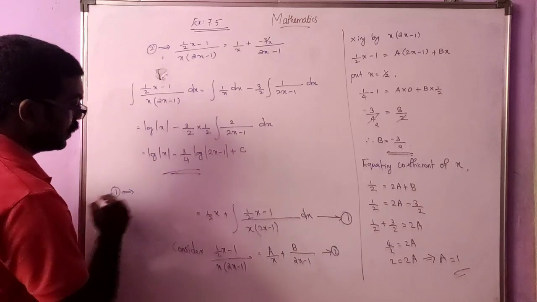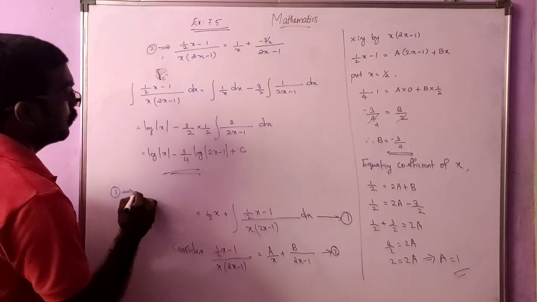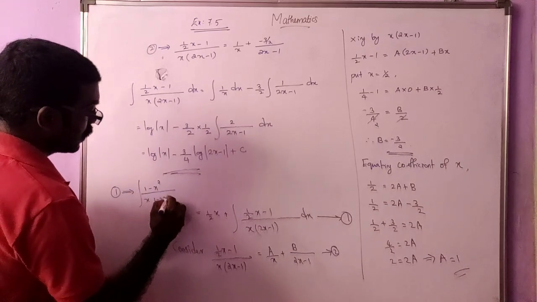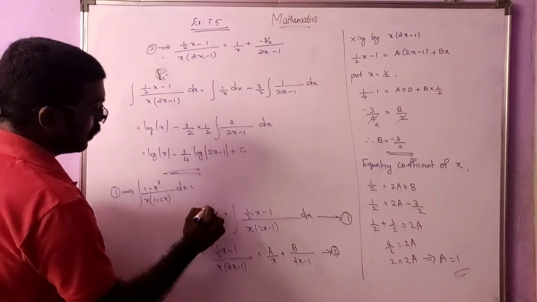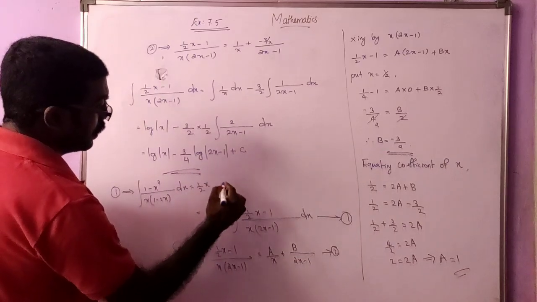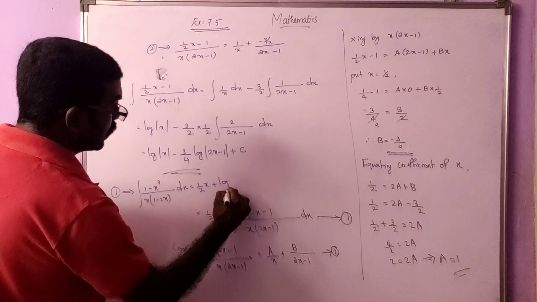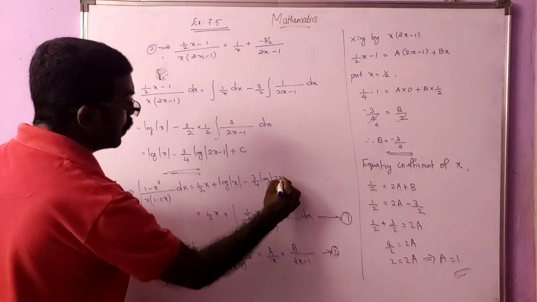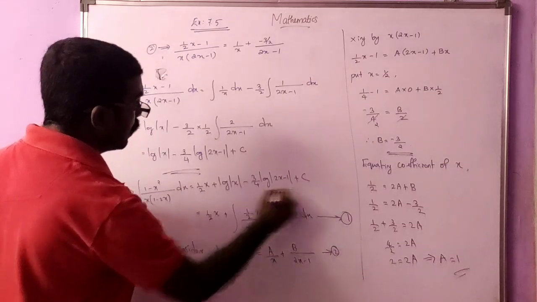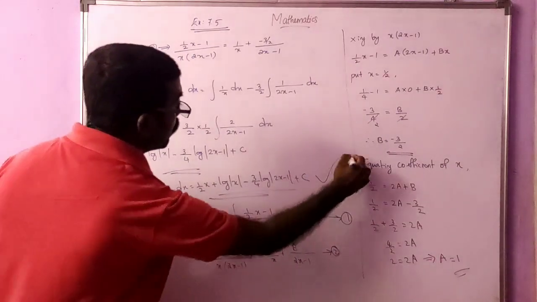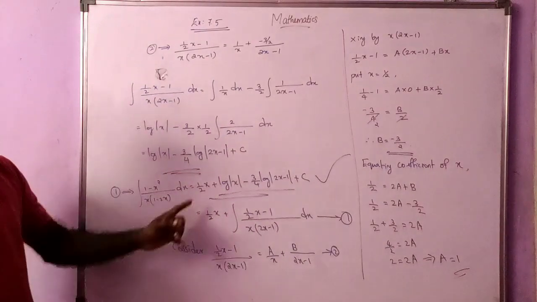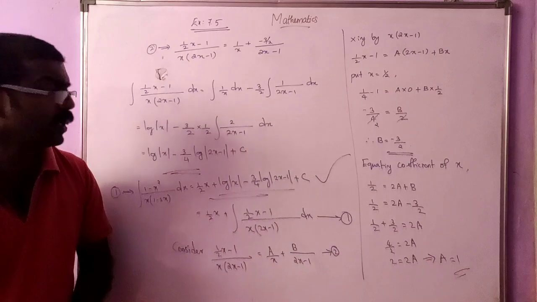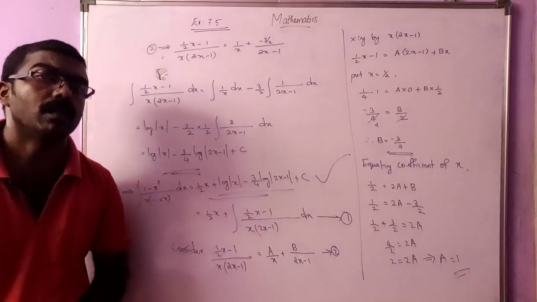So equation 1 implies, left side is our question, integral 1 minus x square divided by x into 1 minus 2x dx, which is equal to 1 by 2x, then plus log mod x minus 3 by 4 log mod 2x minus 1 plus integrating constant c. So this is our final answer. 1 by 2x or x by 2 plus log mod x minus 3 by 4 log mod 2x minus 1 plus c. Okay.